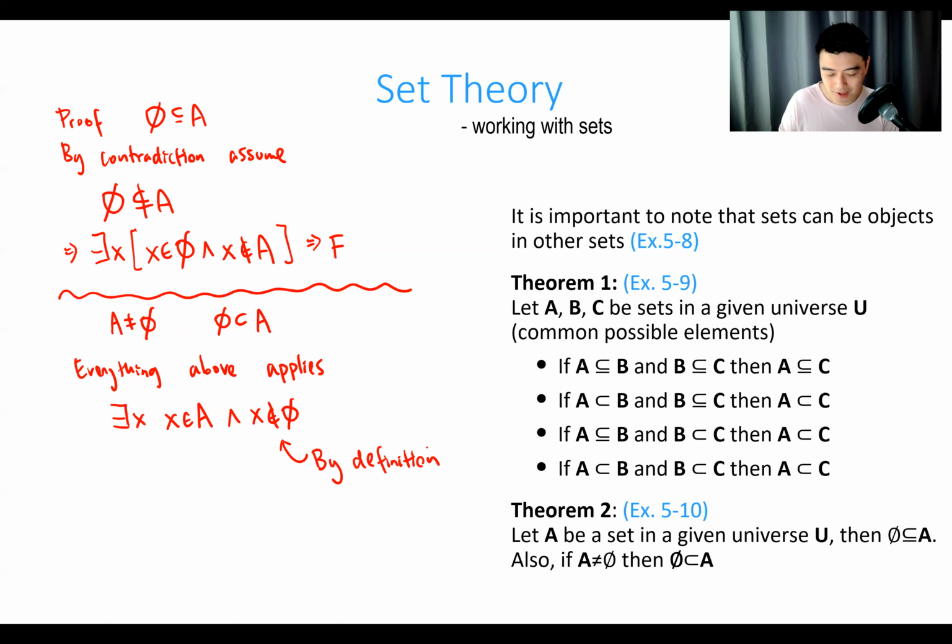So what did we just show? There is an object in A that is not in the empty set. So what can we say about this? We just showed that number one is true, and number two is also true. Because number one and number two are true, we can claim that the empty set must be a proper subset of A.